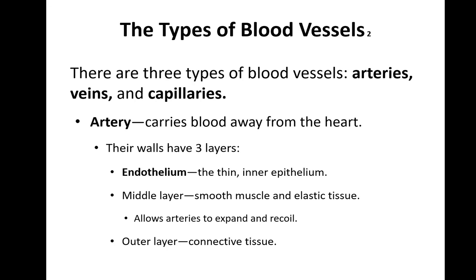An artery has a thick muscular wall that transports blood away from the heart. The arterial wall has three layers. The strong walls of the artery give support to the blood that enters under a big amount of pressure. The endothelium is a thin inner epithelium layer. The middle layer is a smooth muscle layer that contains elastic tissue, and the outer layer is connective tissue.